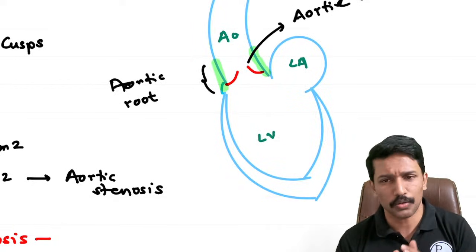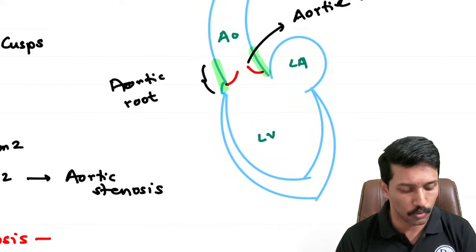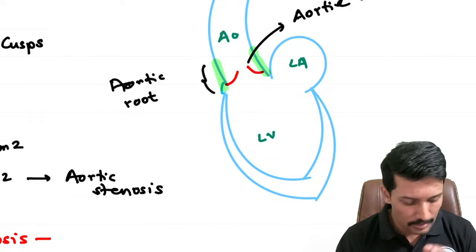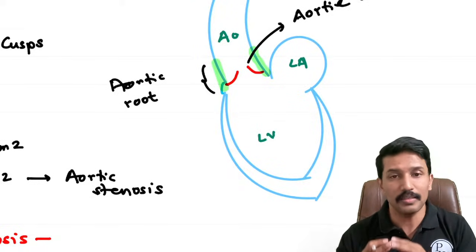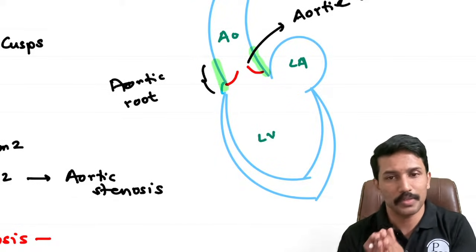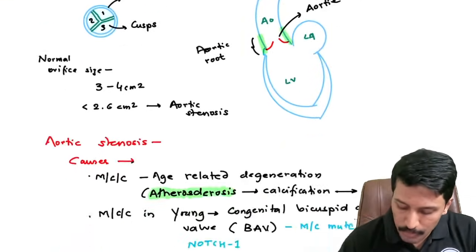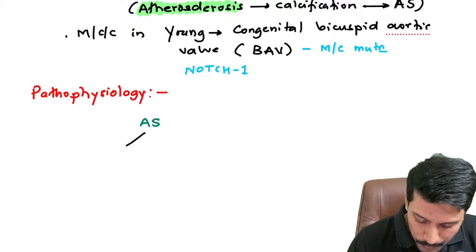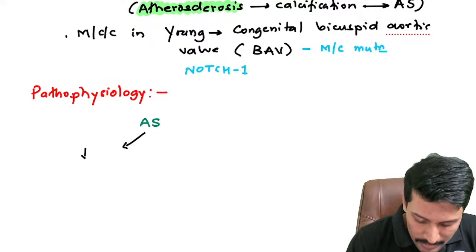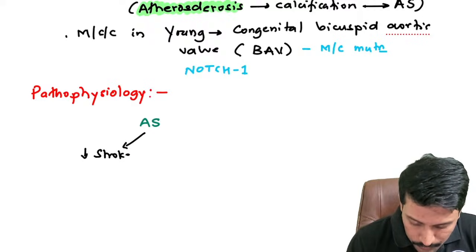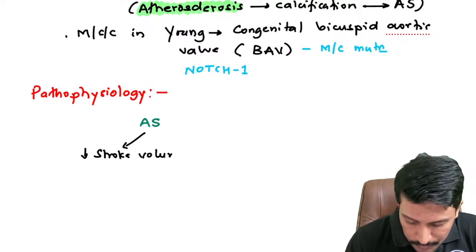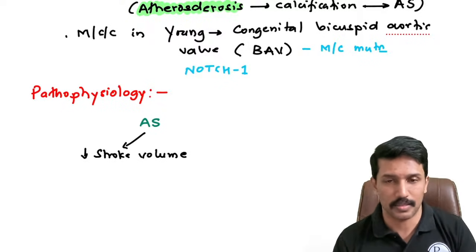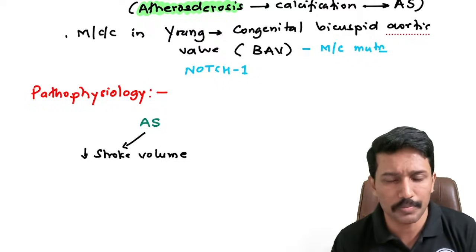So can I say aortic stenosis leads to a decrease in stroke volume? Yes, perfectly right. We will have a decrease in the stroke volume because of this aortic stenosis. So the first pathophysiological change we might notice is a decrease in the stroke volume. Aortic stenosis leads to decreased stroke volume. Will it lead to some symptoms? If the stroke volume decreased, will it lead to some symptom?